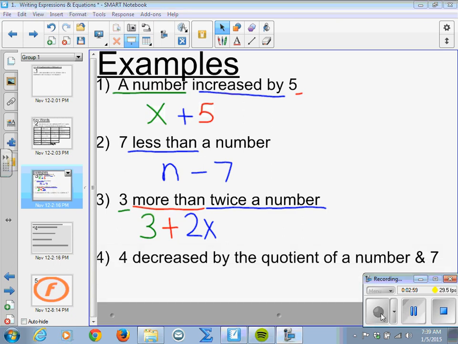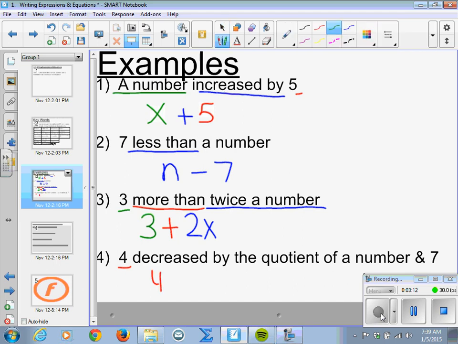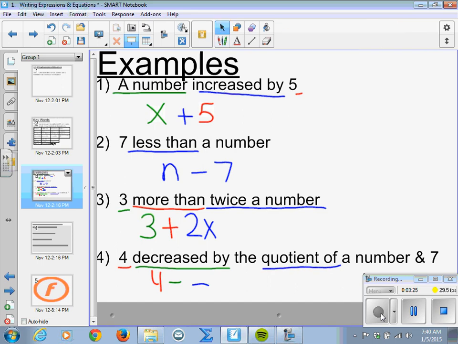Now we have 4 decreased by the quotient of a number and 7. Again, we have multiple steps going on here, but nothing we can't do. So we start with that 4. It's just 4. We're decreasing that 4 by some amount. So that 4, we're subtracting from it. And then the quotient of, so we're going to be dividing. We use the fraction bar for division. A number and 7. Order is really important here. So a number, that comes first, and 7. So 4 minus x divided by 7.